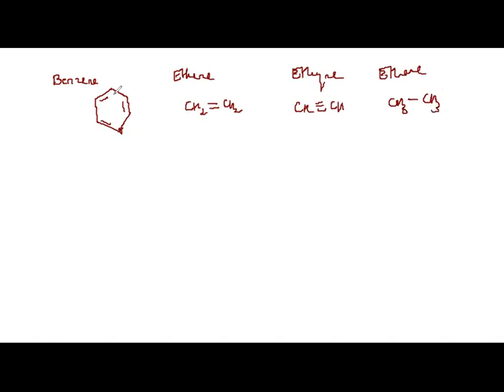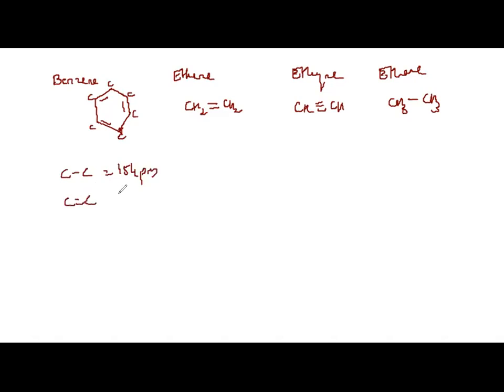So if you see here in benzene, these are all carbon atoms. In one case there is a carbon-carbon double bond, and here it is a carbon-carbon single bond, then a double bond. But the speciality of benzene is that all the bonds are equal. We know that the carbon-carbon single bond length is 154 picometers.